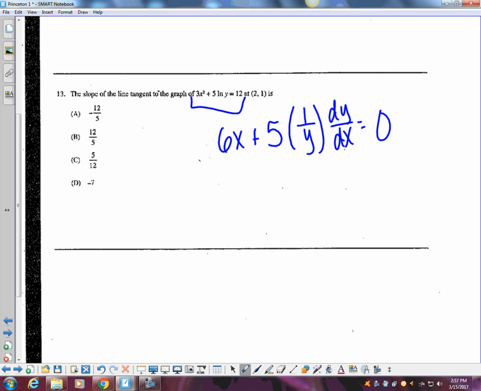Again, try writing with me or maybe even a slightly bit ahead of me, not behind me. I gave you a point, 2, 1. Shove it in there. 12 plus 5 times 1, 5 dy dx equals 0. Subtract your 12, divide by 5. Negative 12 over 5. Love those.